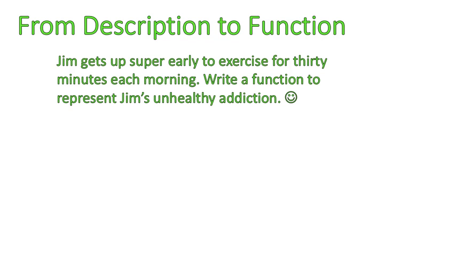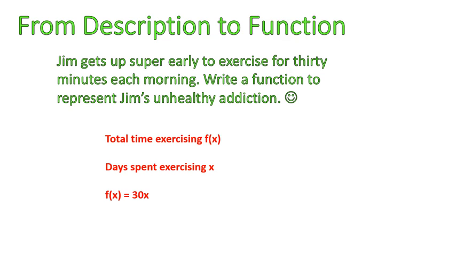Let's look at another one. Jim gets up super early to exercise for 30 minutes each morning. Write a function to represent Jim's unhealthy addiction. Notice the happy face there on this one. So we're going to say the total time he spent exercising in minutes is the function of x. The days spent exercising is x. And our function would be 30 times x. 30 minutes per day. That's the number of minutes that he's spending exercising.